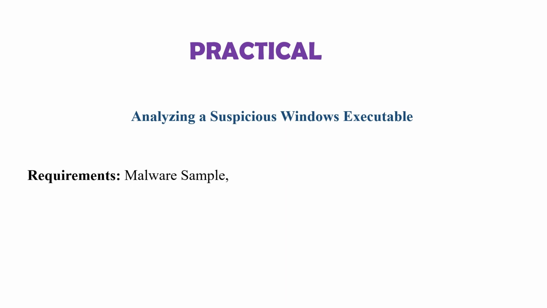So this was about the theory part. Next, we will see some practical demonstration for how static analysis works. So we will analyze a suspicious Windows executable file without actually executing it. For that purpose, we require a malware sample and some tools. So the tools used for this practical purpose are File Insight, HashCalc, that is Hash Calculator, and PE Studio.